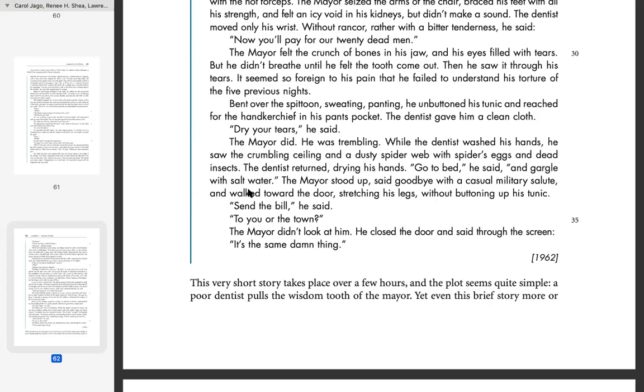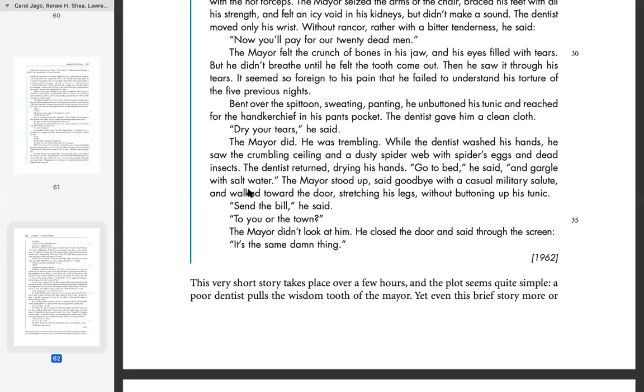Okay. So now this is the end of the story. Where would you pinpoint the climax in the story? Any responses? When he pulled out his tooth. Okay. Good. All right.